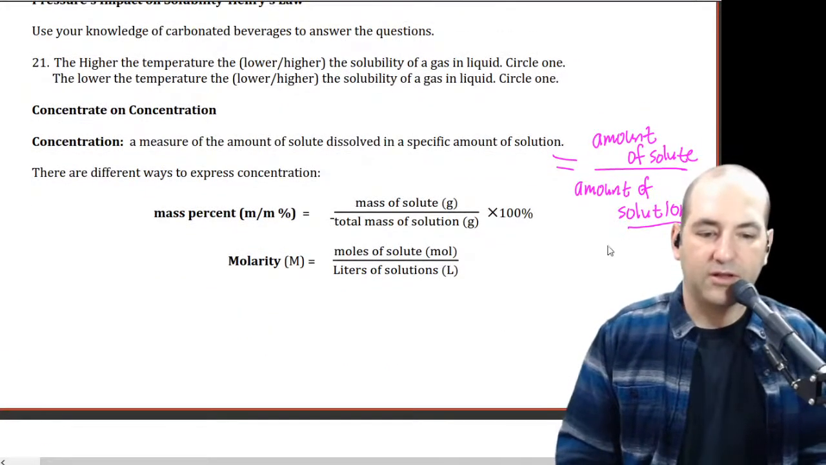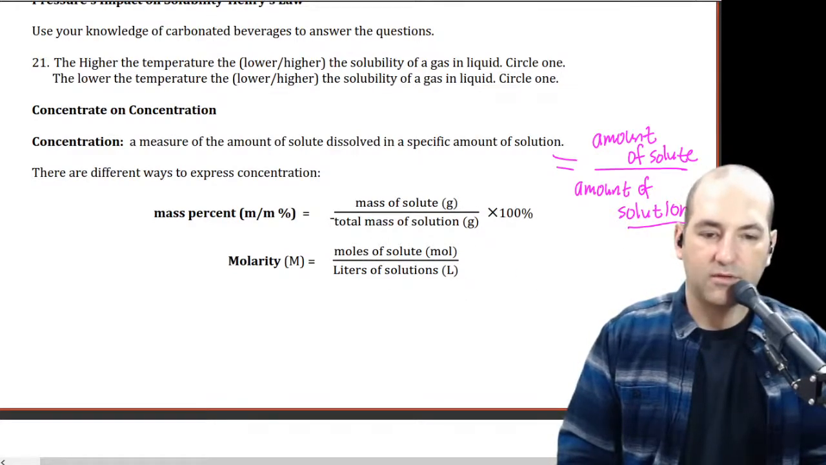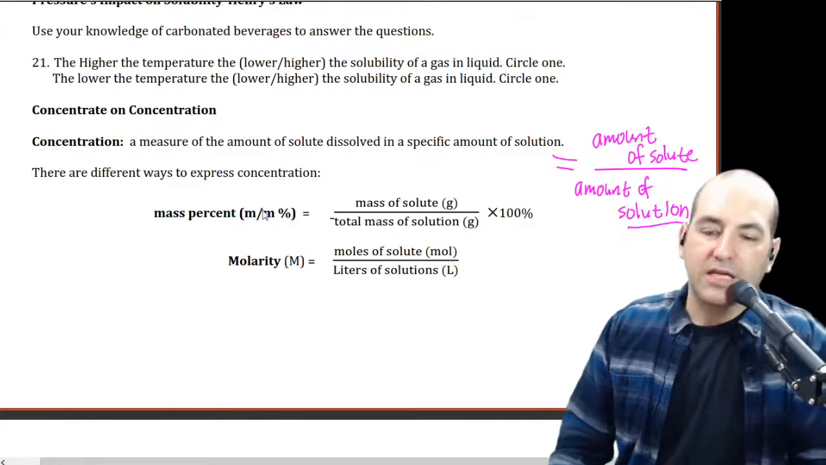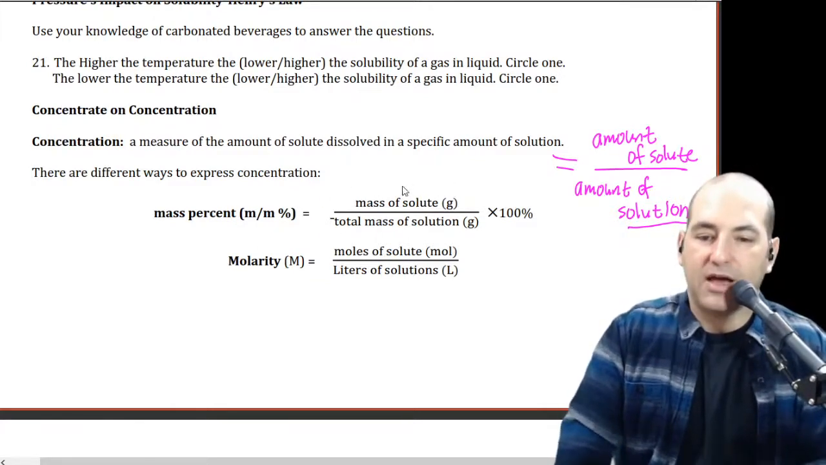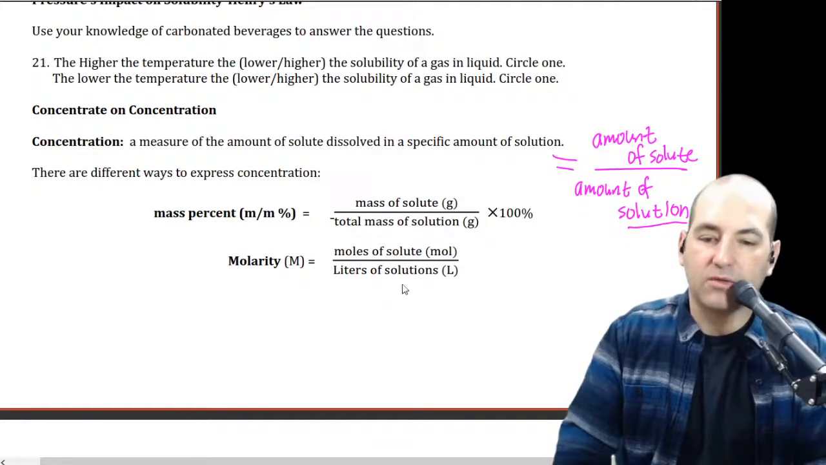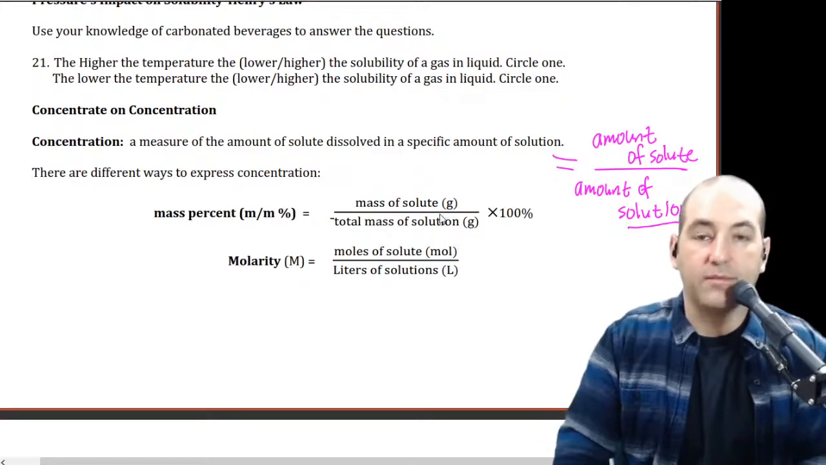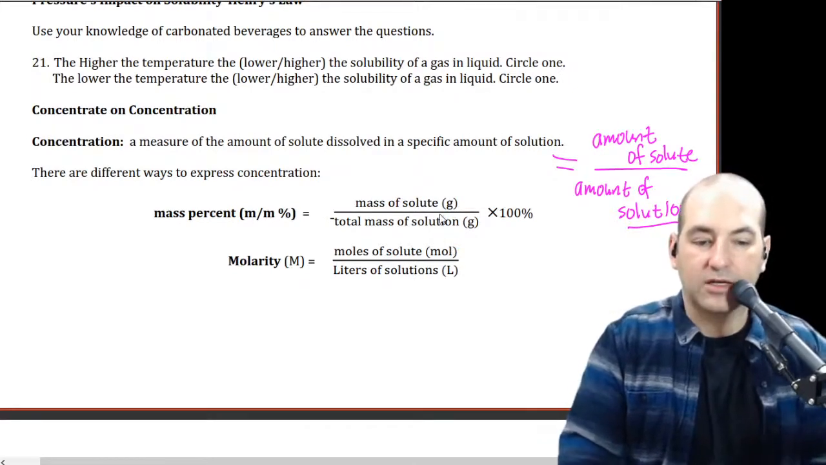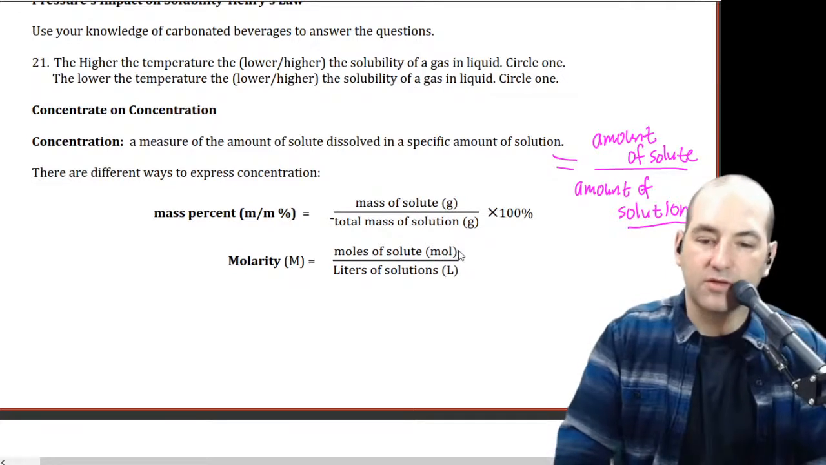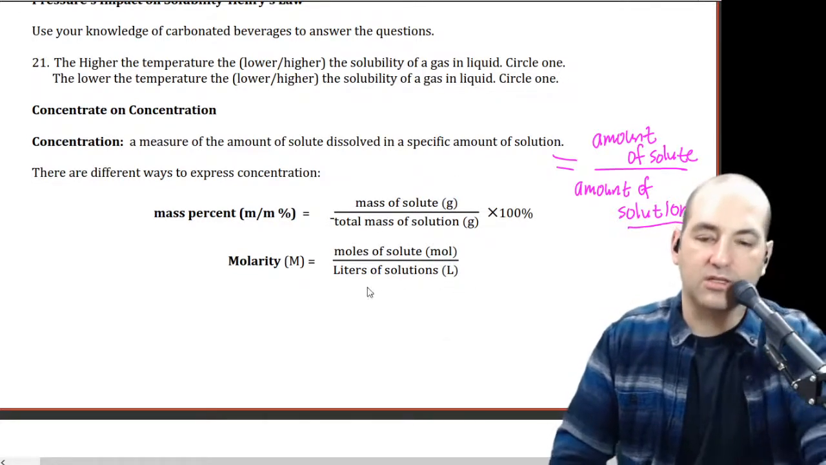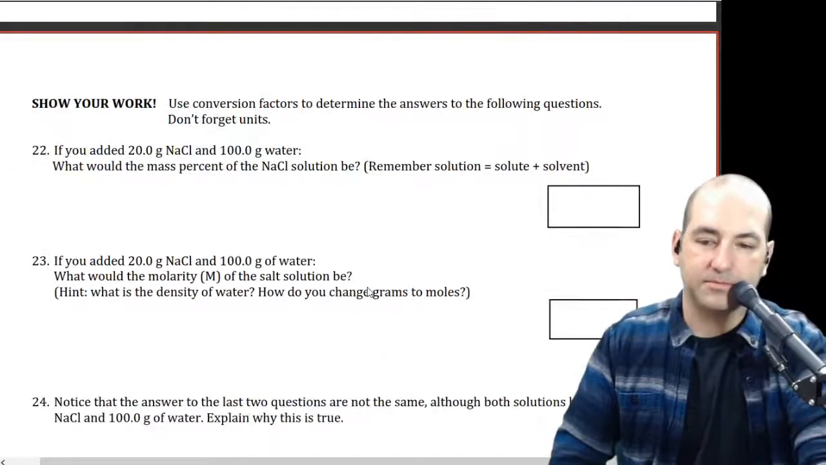So let's see if we can look at these couple different measures of concentration. Mass percent is just a percentage with the mass of solute divided by the total mass of solution. Molarity is a special one for chemistry, very useful because we often want to know how many moles of something we have for reactions. And that is the moles of solute divided by the liters of solution. So those are the basic definitions. Let's get into that a little bit more.